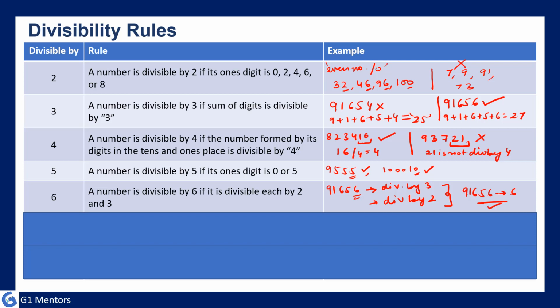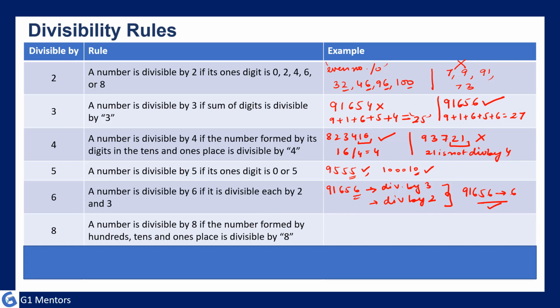So the 7th rule is a bit complex. GMAT generally doesn't test it. So I'll go to the rule of 8 directly. A number is divisible by 8 if the number formed by the hundreds, tens and ones places is divisible by 8. For example, let me take 92310. Here the number formed is 310, which is not divisible by 8. Hence, this number is not divisible by 8.